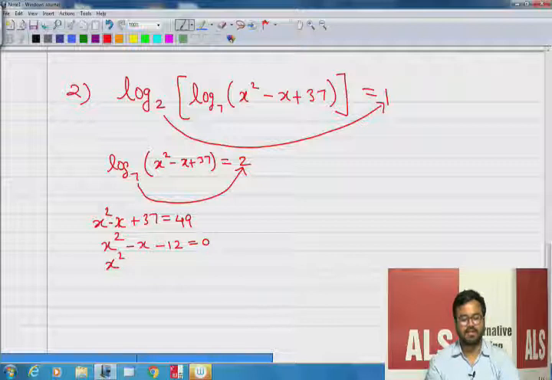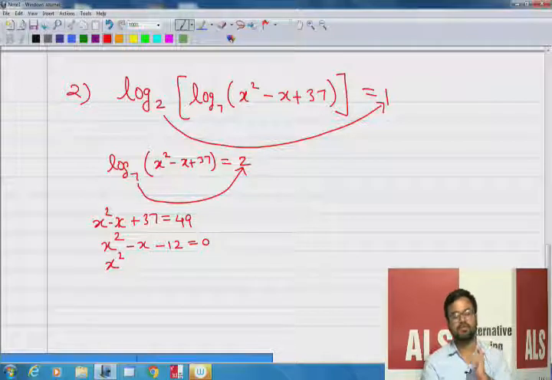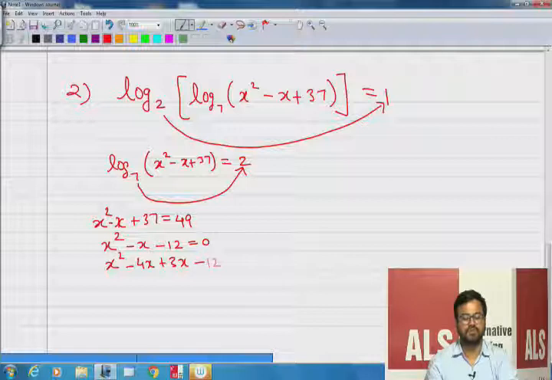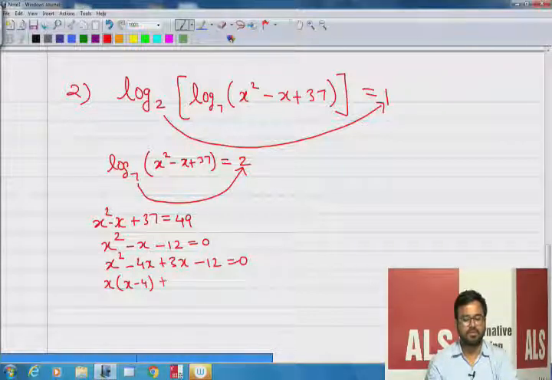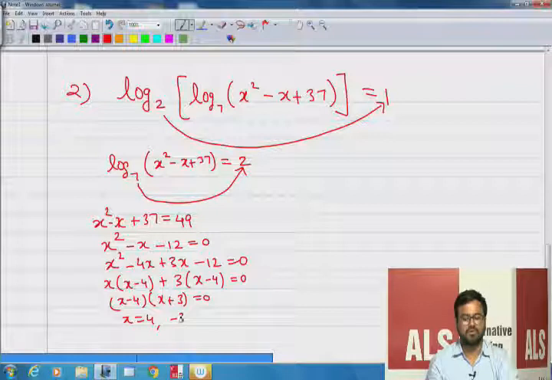So we can factorize this one because we want the product to be minus 12 and the sum to be minus 1. So we can split this minus x into two parts, which is minus 4x plus 3x. So minus 4x plus 3x is minus x, and minus 4 into 3 is minus 12 also. Now you can take x as common, so it will be x minus 4, plus you can take 3 as common, it will be x minus 4 is equal to 0. So x minus 4 times x plus 3 is equal to 0. So x is equal to 4 or minus 3.